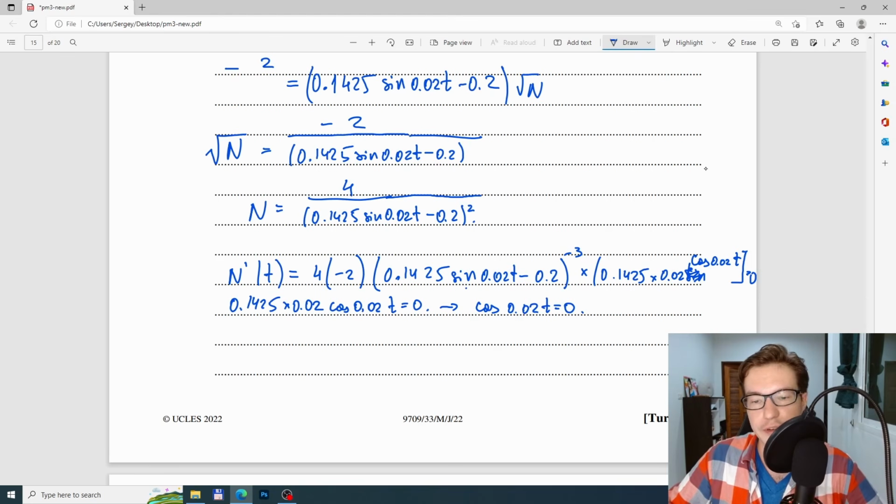Okay, so from here I can find the value of t, or because I have the formula for n which includes the sine of 0.02t, I can just calculate the value of sine using the formula sine squared plus cosine squared equals 1. And we know that cosine equals 0. Therefore, that means sine must be equal to 1. So that means the maximum value of n is going to be when the sine of 0.02t equals 1.